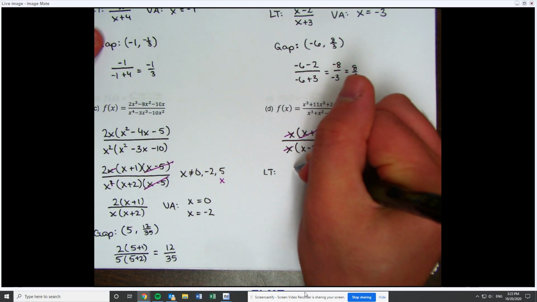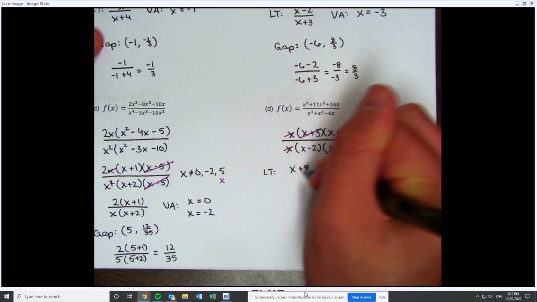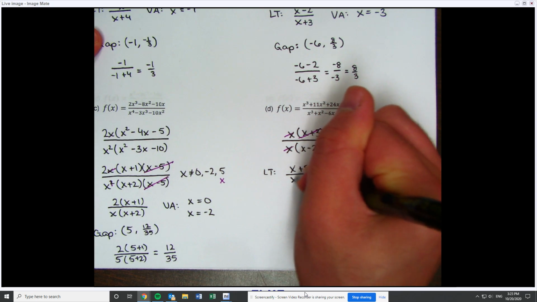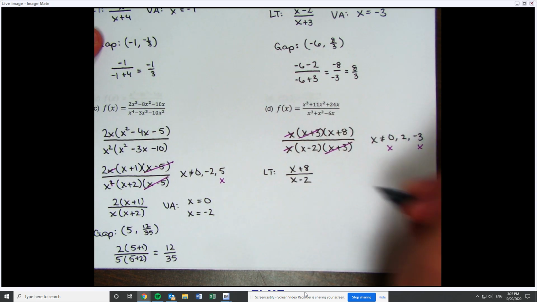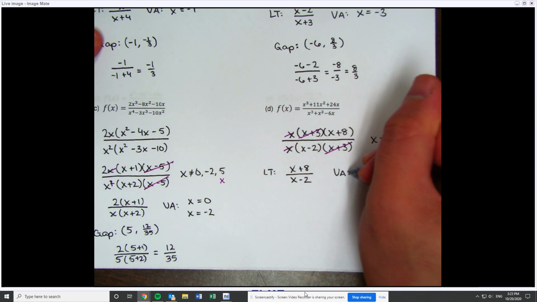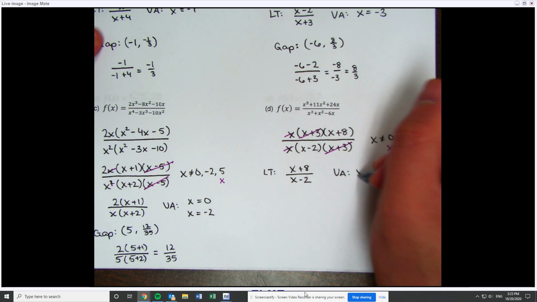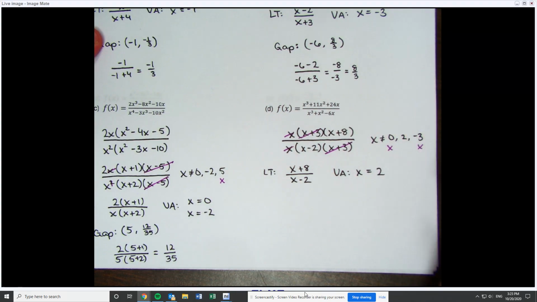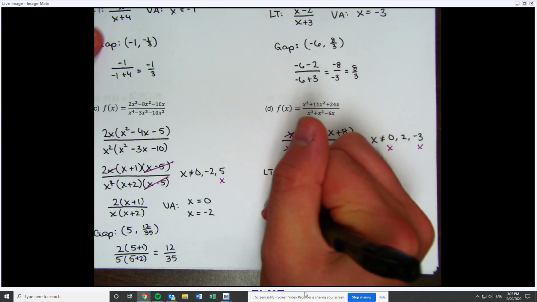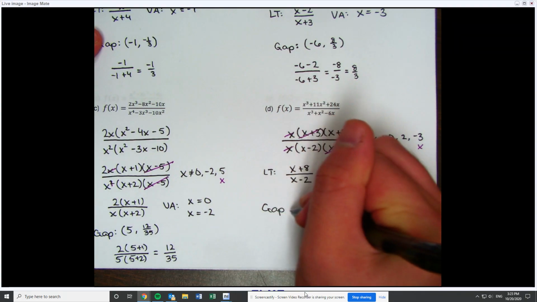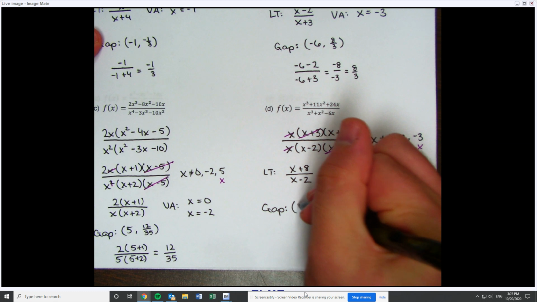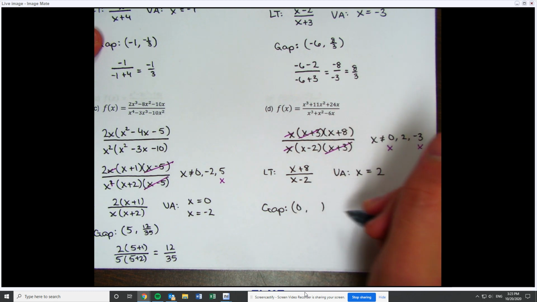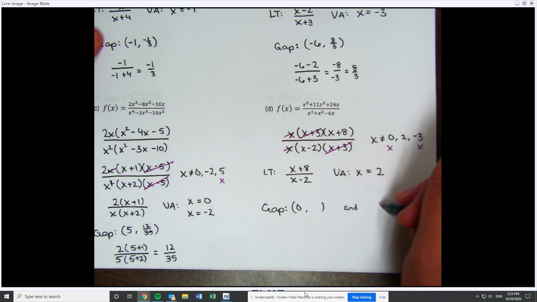Writing this in lowest terms, I have x plus 8 divided by x minus 2. For the vertical asymptote, I only have one value remaining. That's an issue, and that's going to be 2. Perfect. Now, let's figure out the gaps. For the first one, I know my x value is 0. Then I'll have a y value, and my other one that got removed is -3.